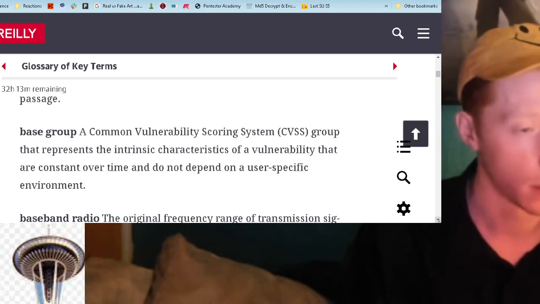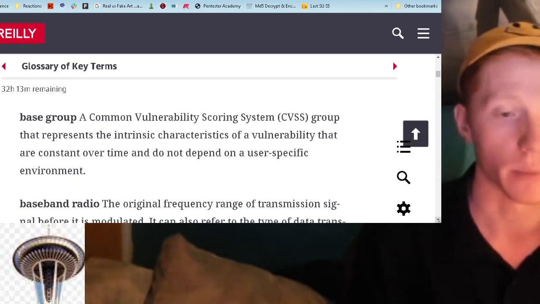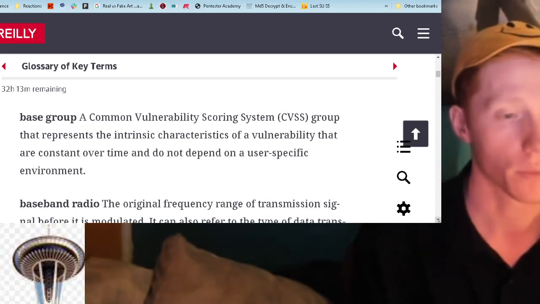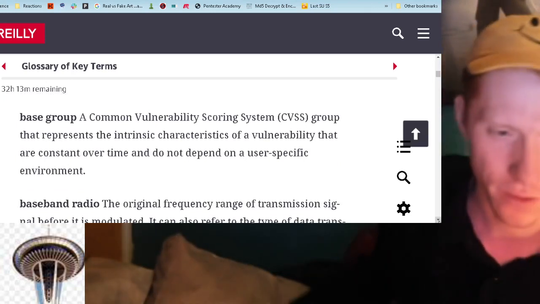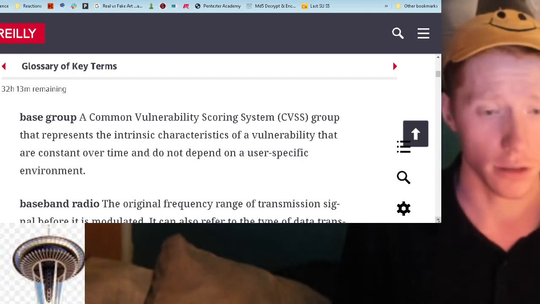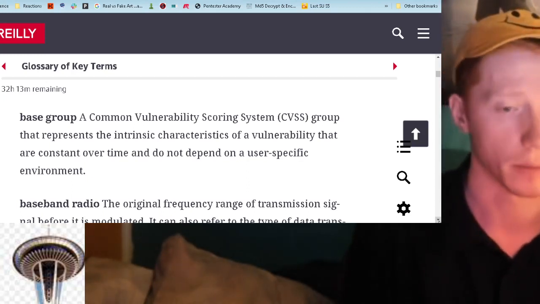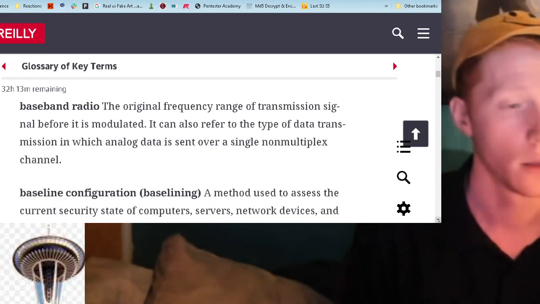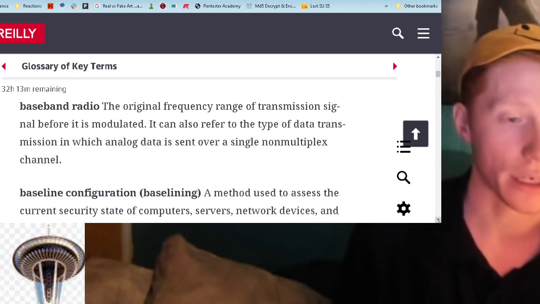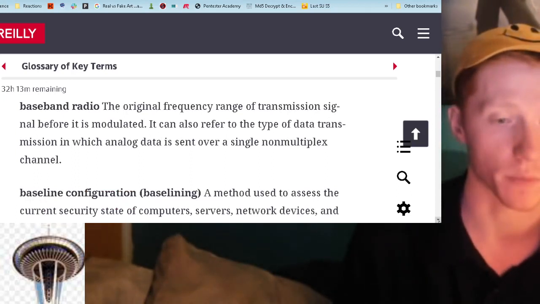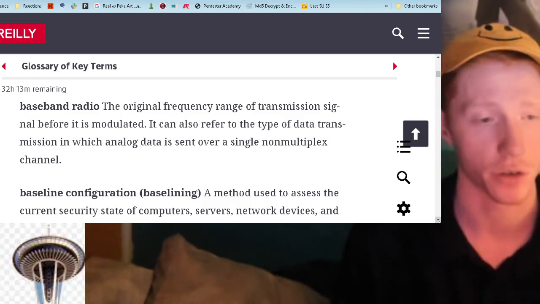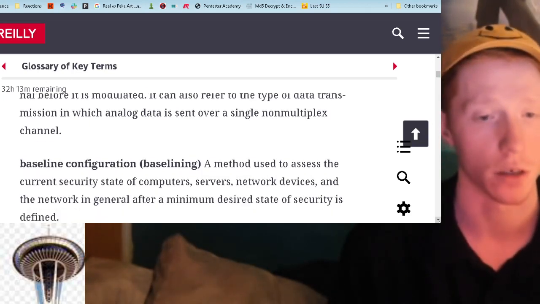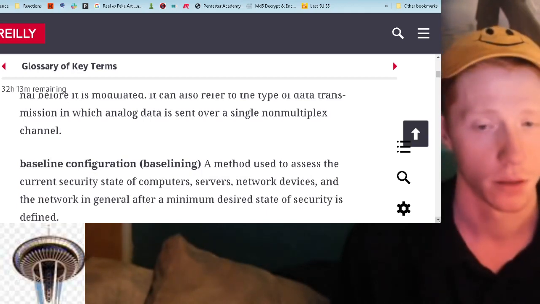A base group is a Common Vulnerability Scoring System metric group that represents the intrinsic characteristics of a vulnerability that are constant over time and don't depend on a specific user environment. A baseband radio is the original frequency range of a transmission signal before it's modulated. It can also refer to the type of data transmission in which analog data is sent over a non-multiplex channel.